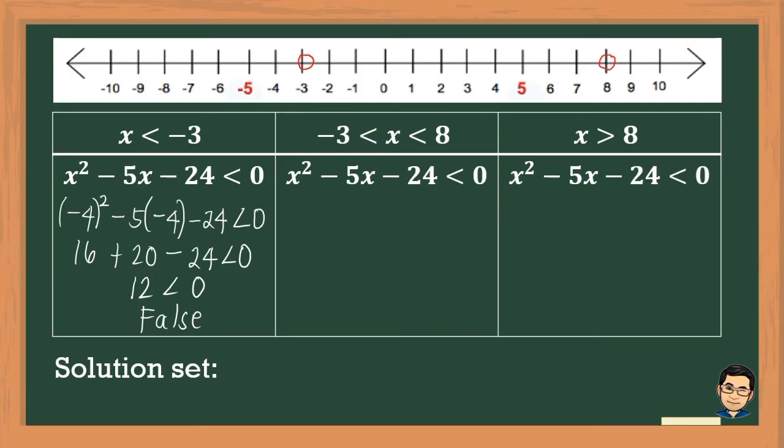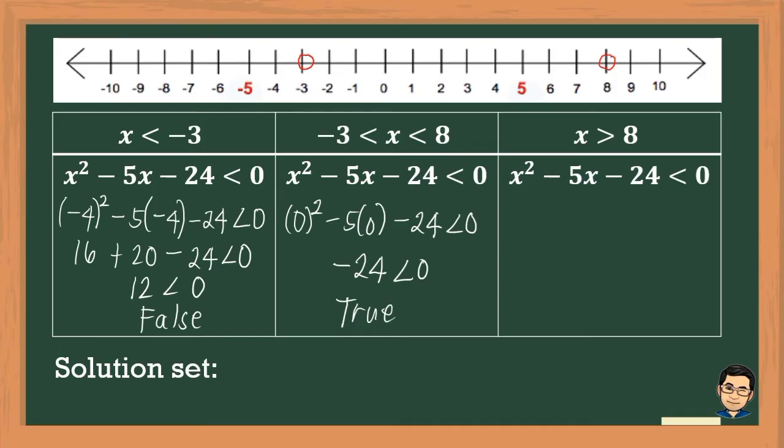Next. Sa pagitan naman ng negative 3 tsaka 8, lagi natin kukunin dyan as long as nakikita natin nasa gitna yung 0 para mas mabilis. So, magiging 0 squared minus 5 times 0 minus 24 is less than 0. So, 0 squared, that is 0. Negative 5 times 0, that is also 0. So, negative 24 is less than 0. Is this correct? Yes.